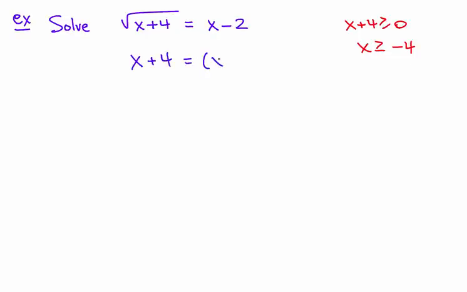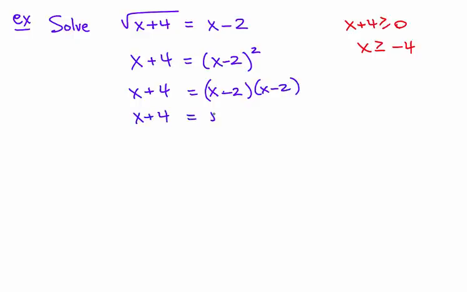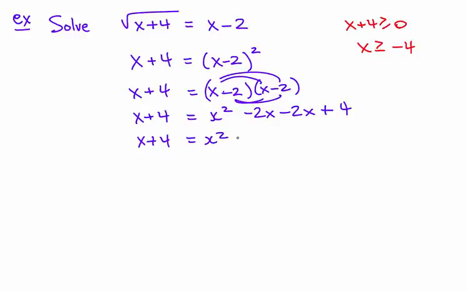And so this side here becomes (x - 2) squared, which might take a little bit of work. Let me write it all out for you. It's (x - 2) times (x - 2) again, which gives you x squared minus 2x minus 2 more x plus 4. And so you get x squared minus 4x plus 4.